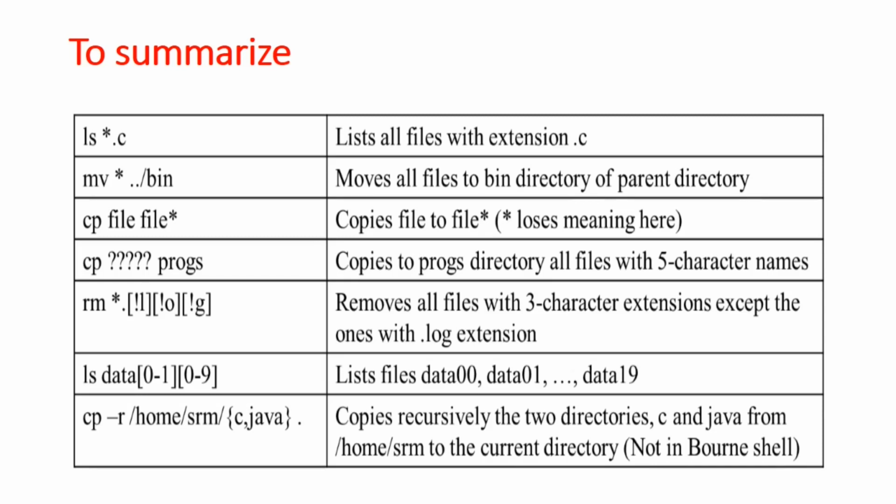The next one, cp hyphen r slash home slash srm slash, inside flower brackets c, java, which recursively copies the 2 directories, C and Java, from home slash srm to the current directory. Here you are using a dot, which indicates that you are copying C and Java from the home srm directory to the current directory.